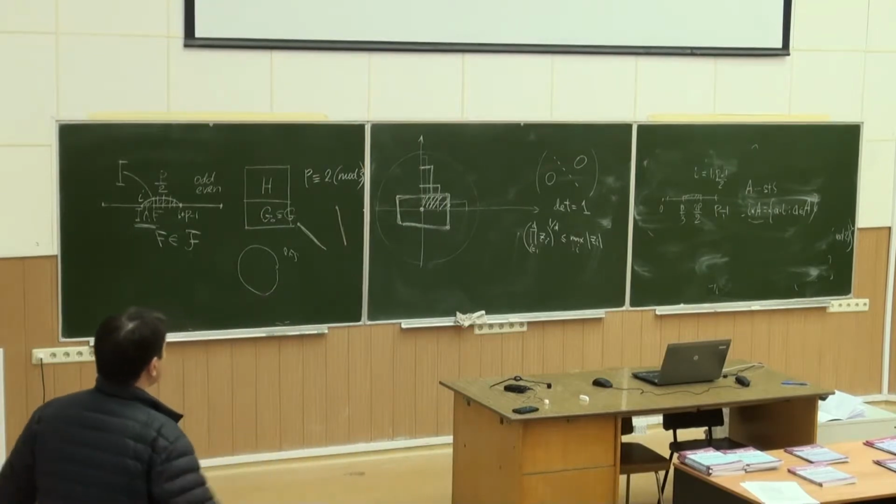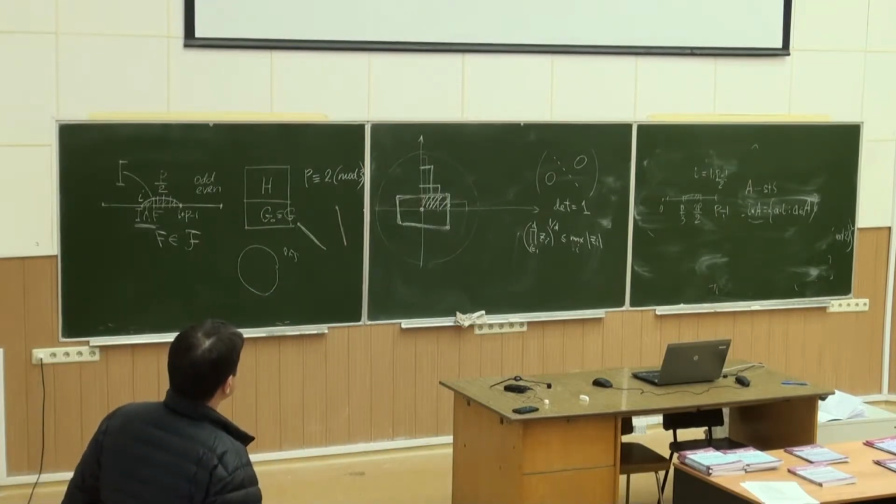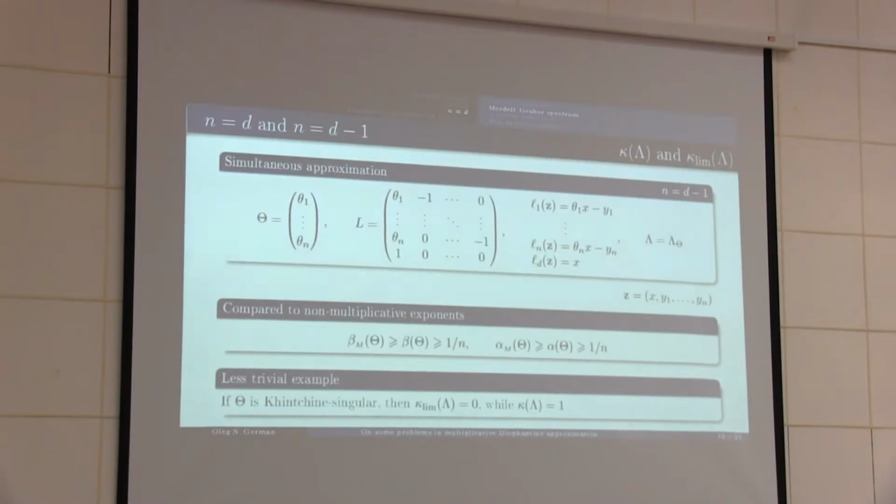So this is a bit less trivial example, which shows that these two quantities are different. And if this quantity is small, then we can think of it as those empty boxes, of volumes of those empty boxes tending to zero.